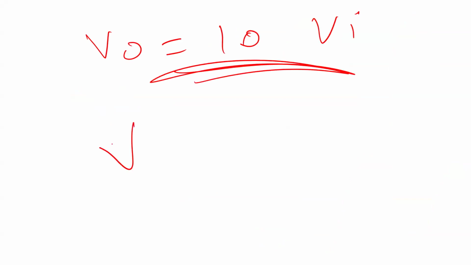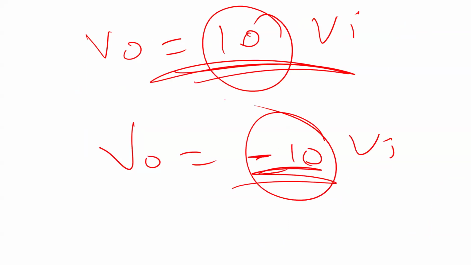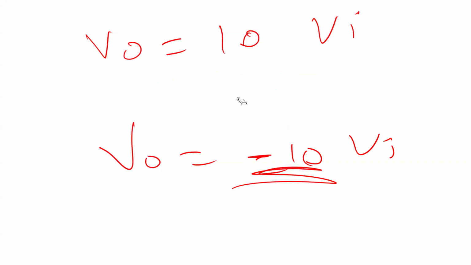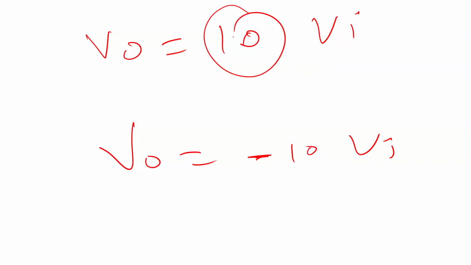For example, V out equals 10 V input. Amplification, right? Or V out equals negative 10 V input. This is the amount of amplification I did, 10 and 10. So negative here doesn't mean I'm going to make it smaller. It means it's going to be in phase or out of phase, something like that. As long as the absolute value here is greater than one, you amplify. So this is one thing you should learn.